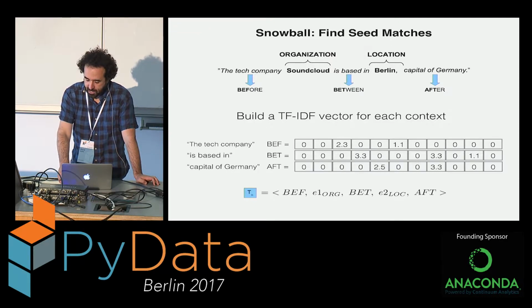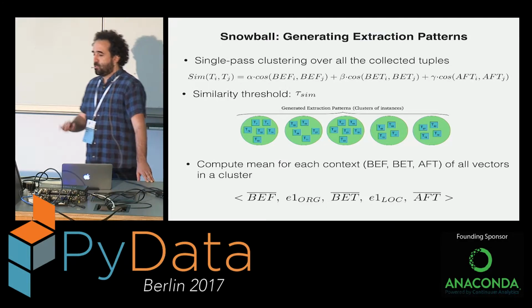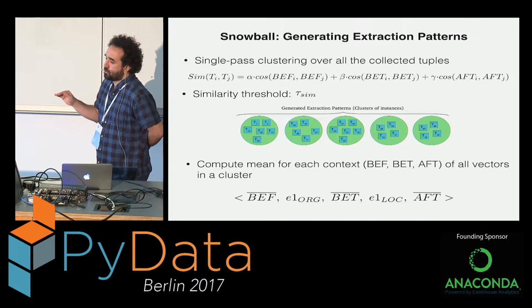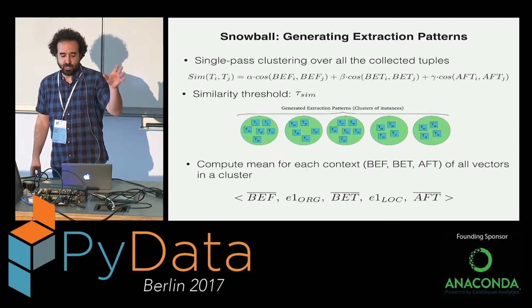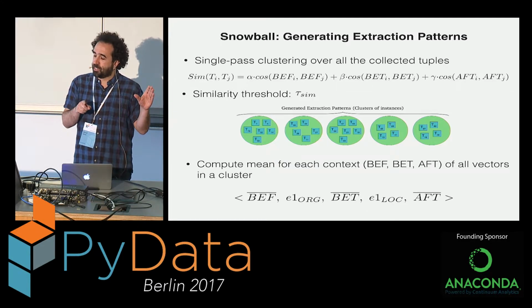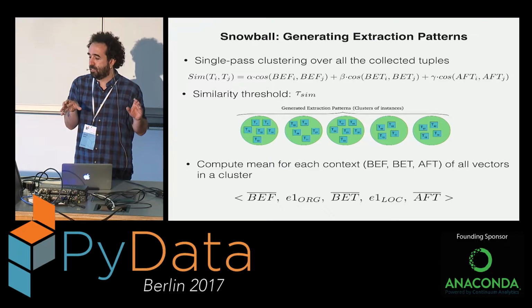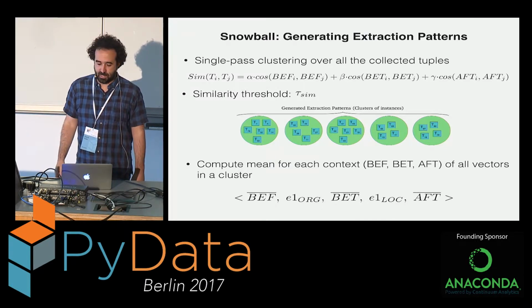And then on the second step, you start to generate extraction patterns using these tuples. And the way the system does it is with a very simple clustering algorithm. It's just a single pass clustering over all the collected tuples. How does this work? You have the first tuple, you put it in a single cluster alone. Then you take the second tuple, you compare it with the first. If the similarity is above a threshold, you keep it in that cluster. If not, you put it in a second cluster. And you do that for all the collected instances.